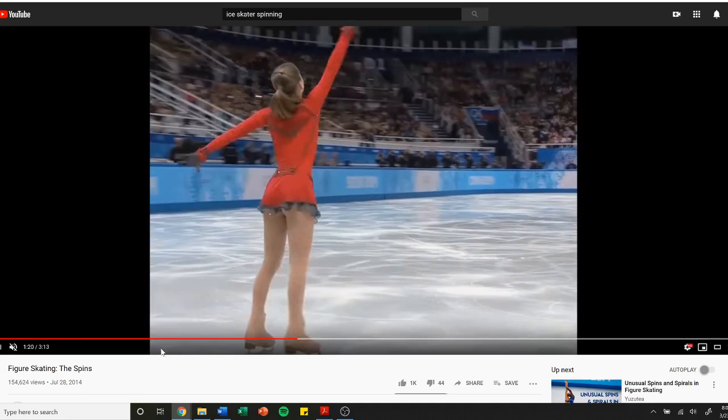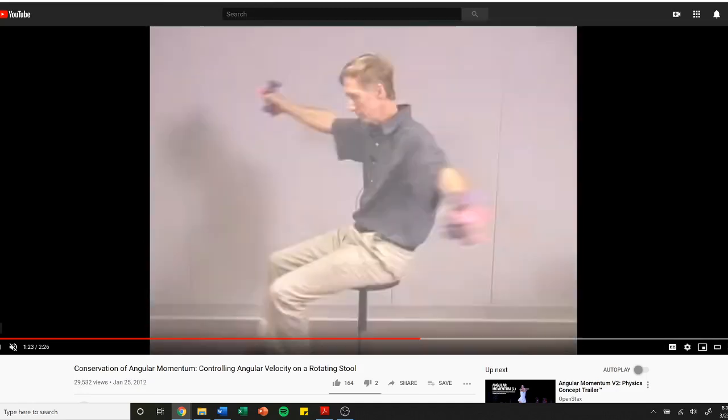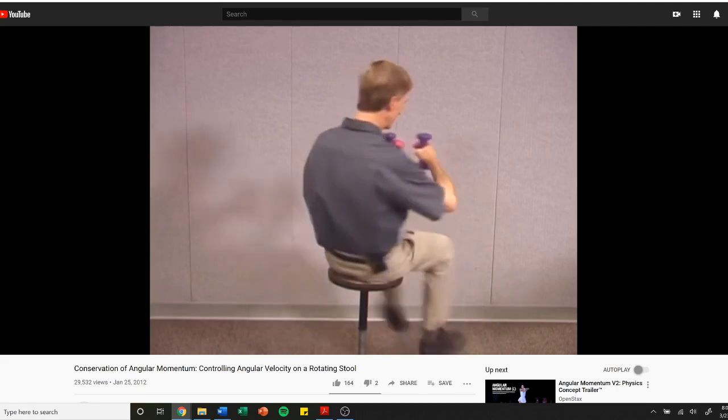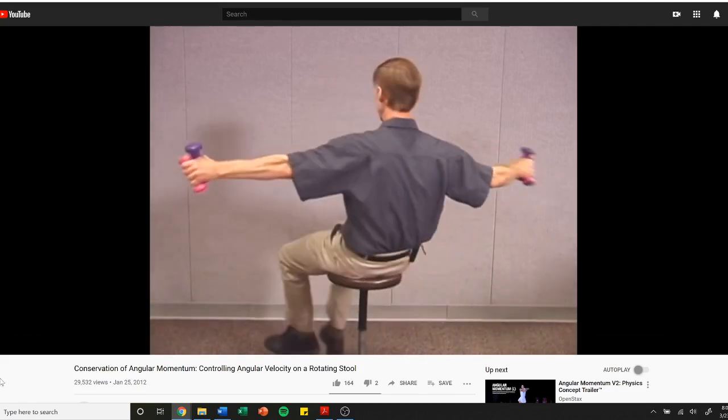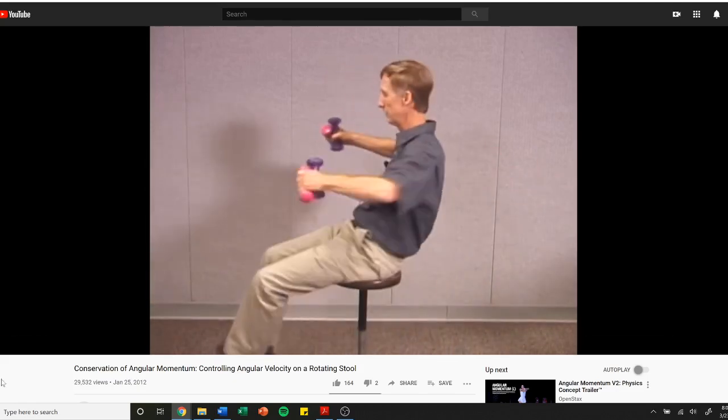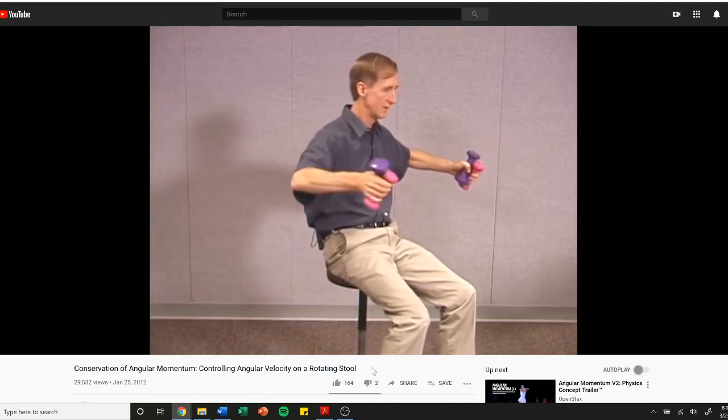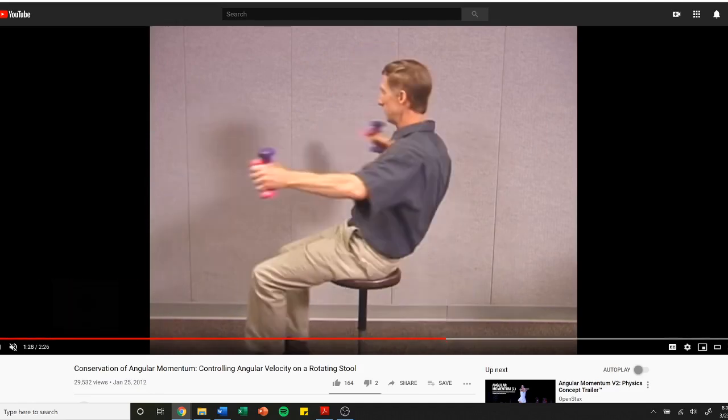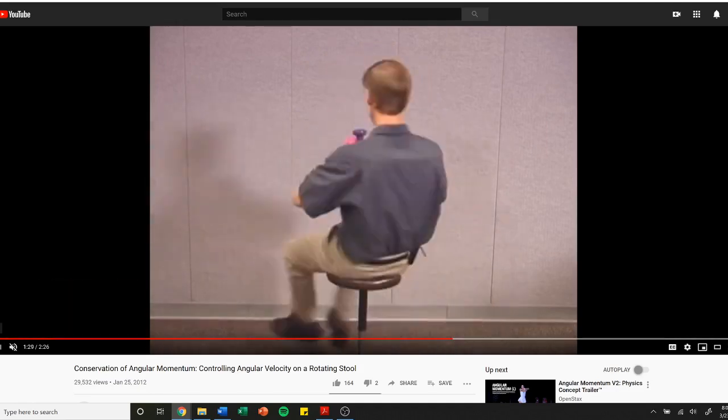You don't have to be a pro figure skater to do this. You can be this guy. He's on an office chair here. He's going to give himself a push, and then you can see him speed up and slow down by just moving the masses inward. It's really weird. If you got a spinning chair at home, try it at home. Grab your water bottle, grab anything heavy, your physics textbook, and give yourself a spin and try it out.